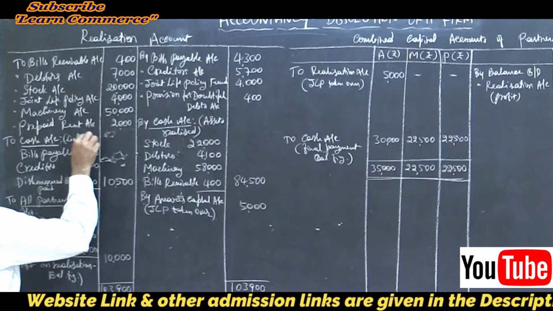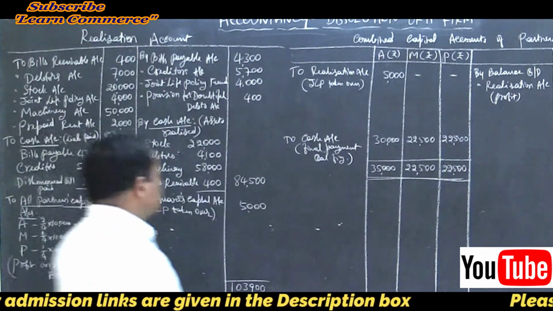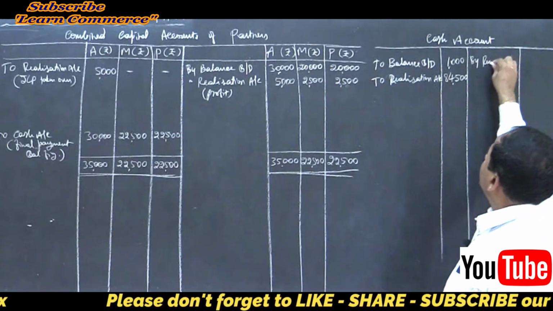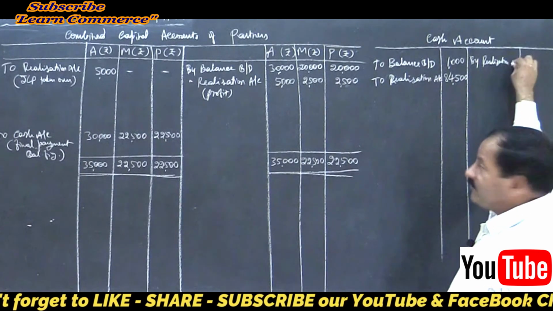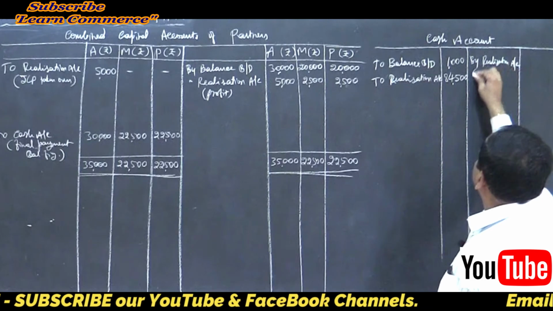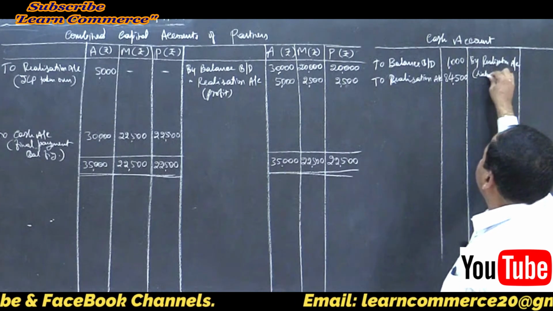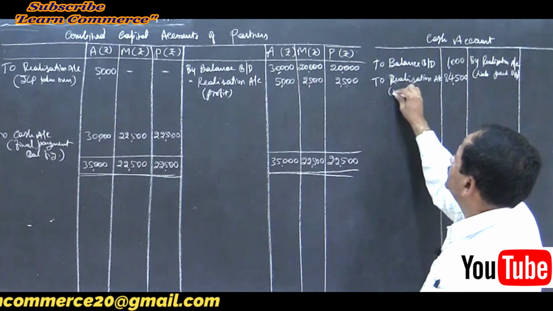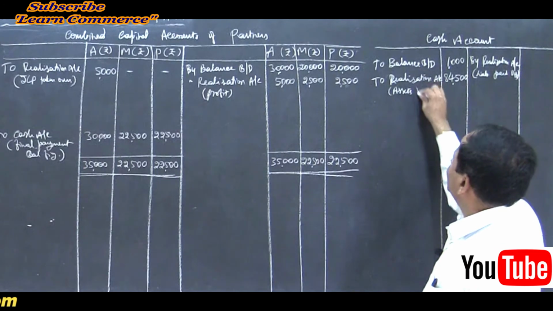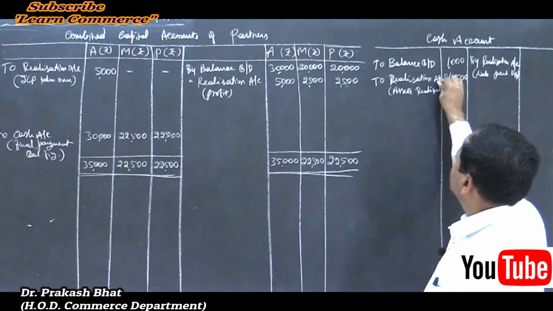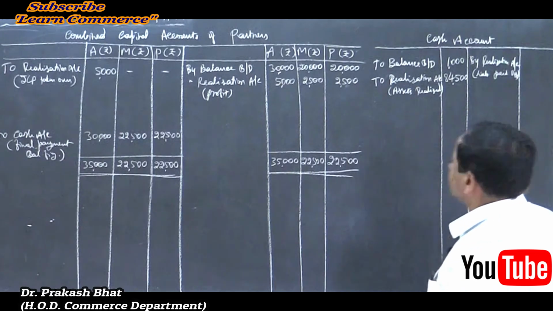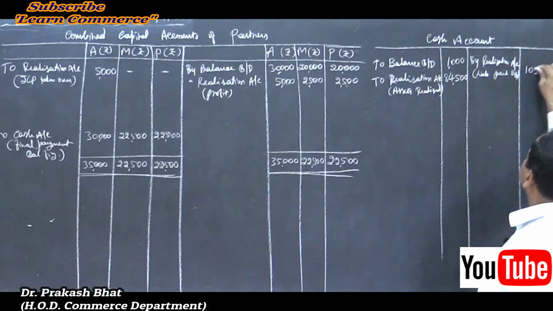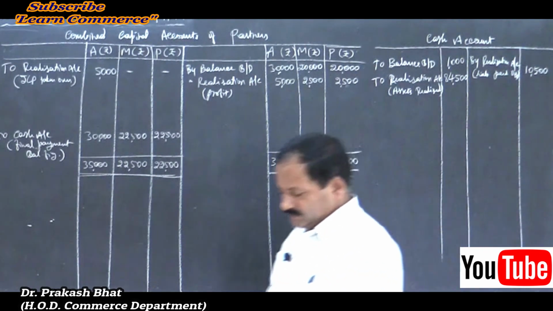Liabilities paid. Right? So, write the total amount by realization account. Liabilities paid off. Here, write assets realized. Okay. So, liabilities paid, what is the amount? 10,500. Then, anything else?